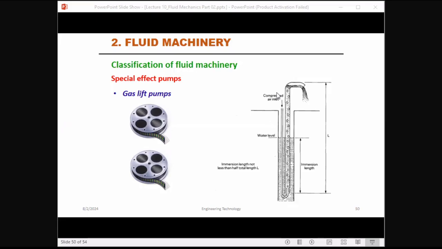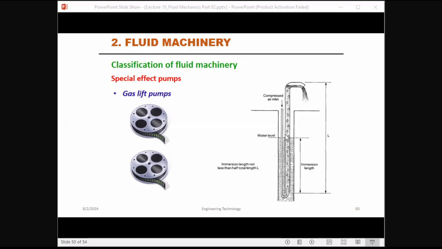Then the injected gas decreases the density of the liquid column in the well, allowing the fluid to be lifted to the surface more easily. Okay, like this.